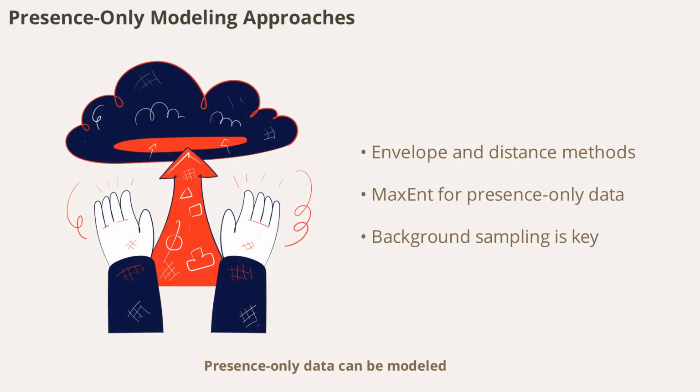Presence-only data can be modeled using specialized methods like envelope models, multivariate distance measures, and maximum entropy (MaxEnt) approaches. These methods compare the environments where species are observed to the broader landscape, often using background or pseudo-absence samples. Each method has strengths and limitations, and the choice depends on data quality and research objectives.